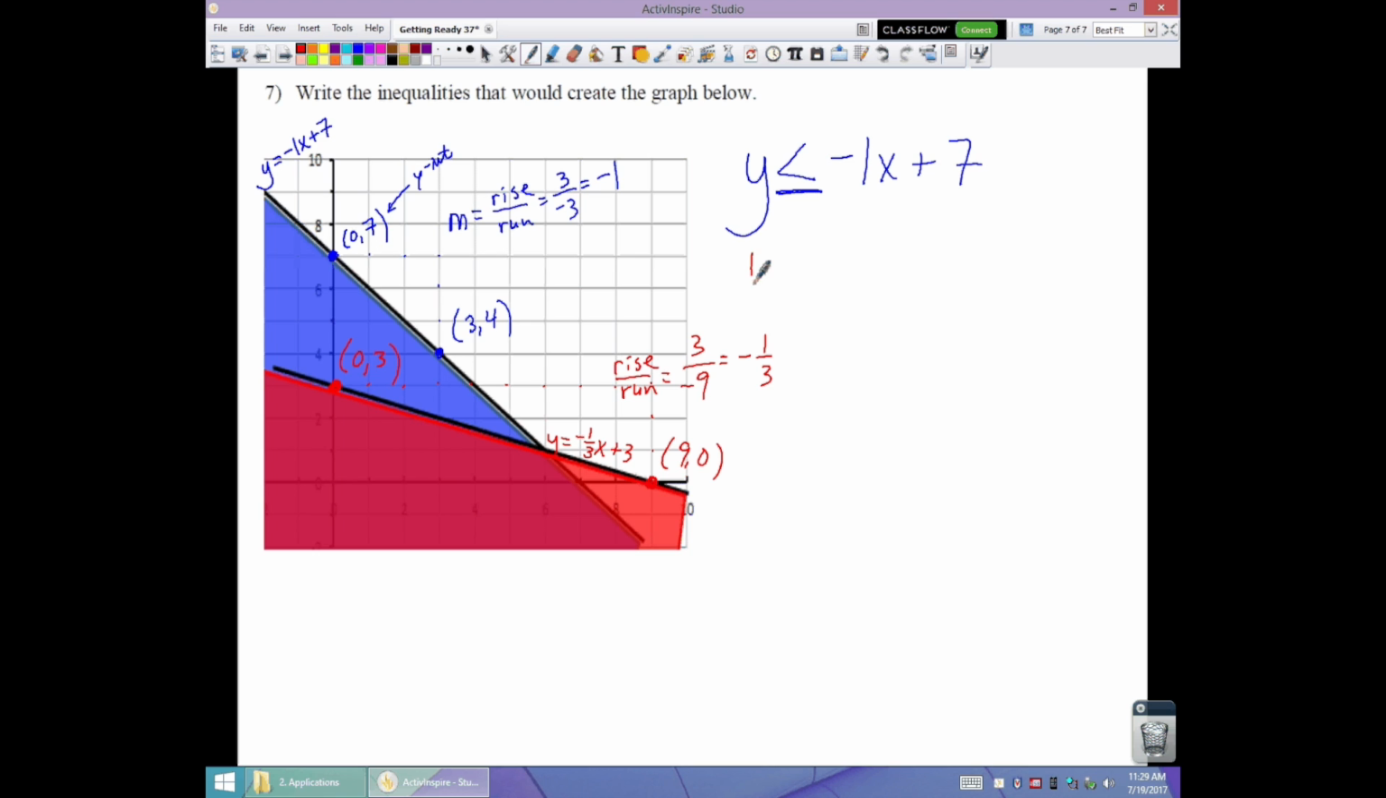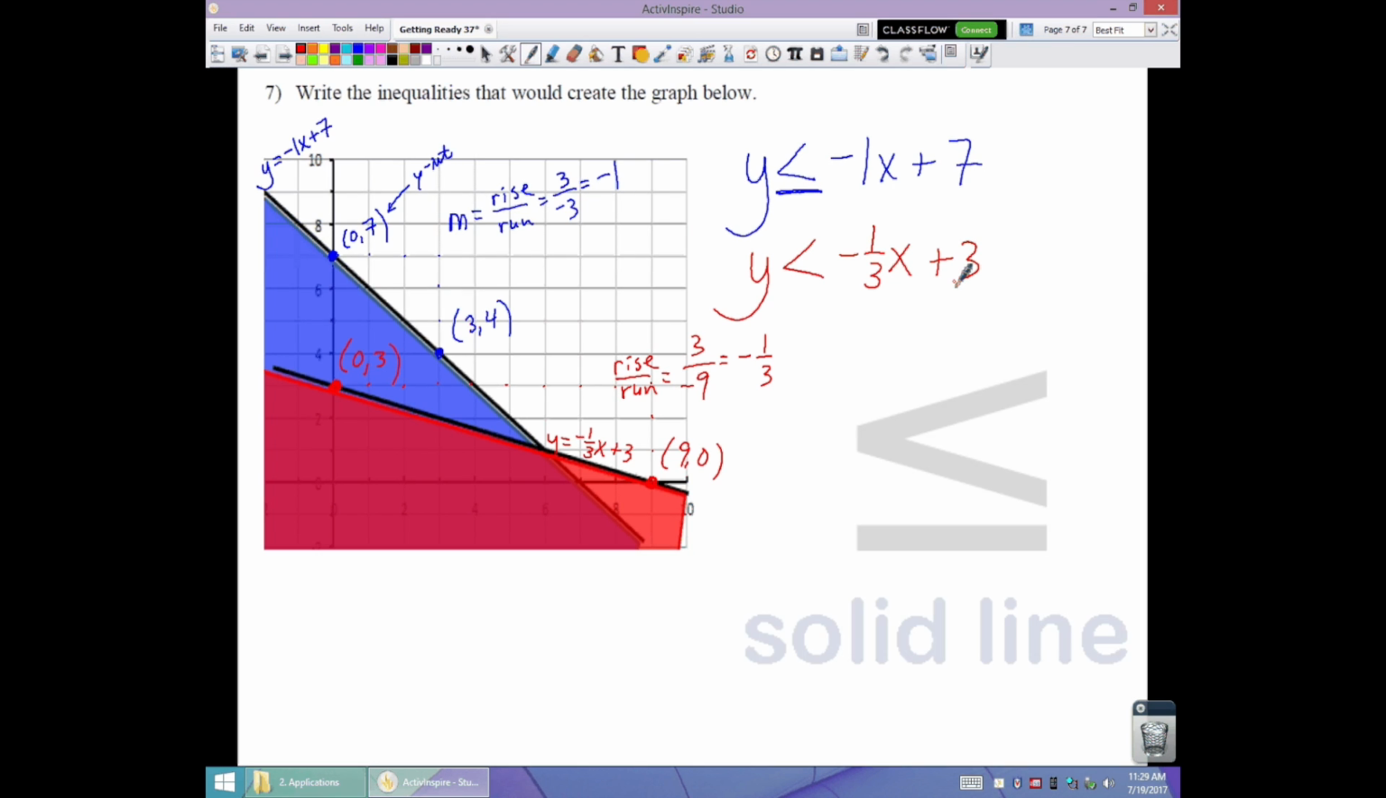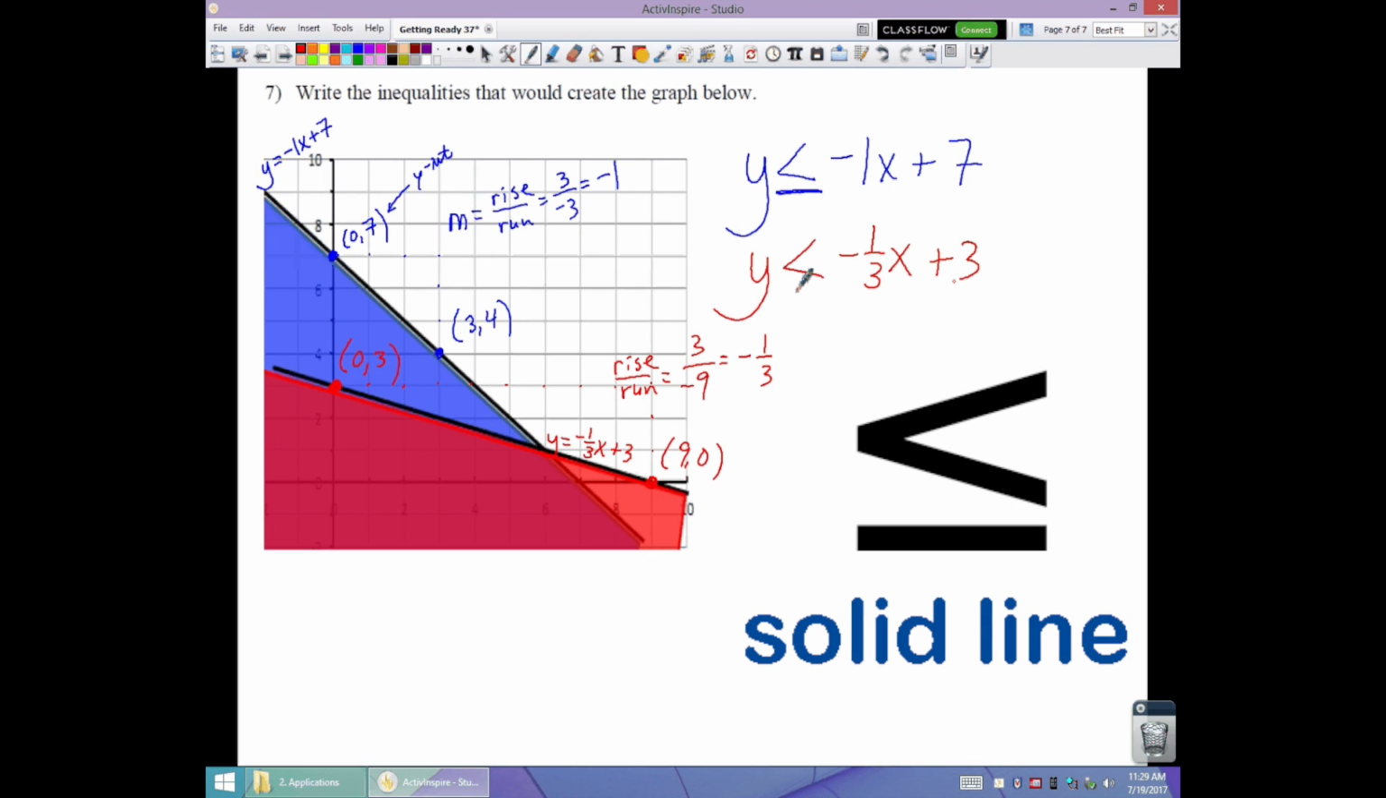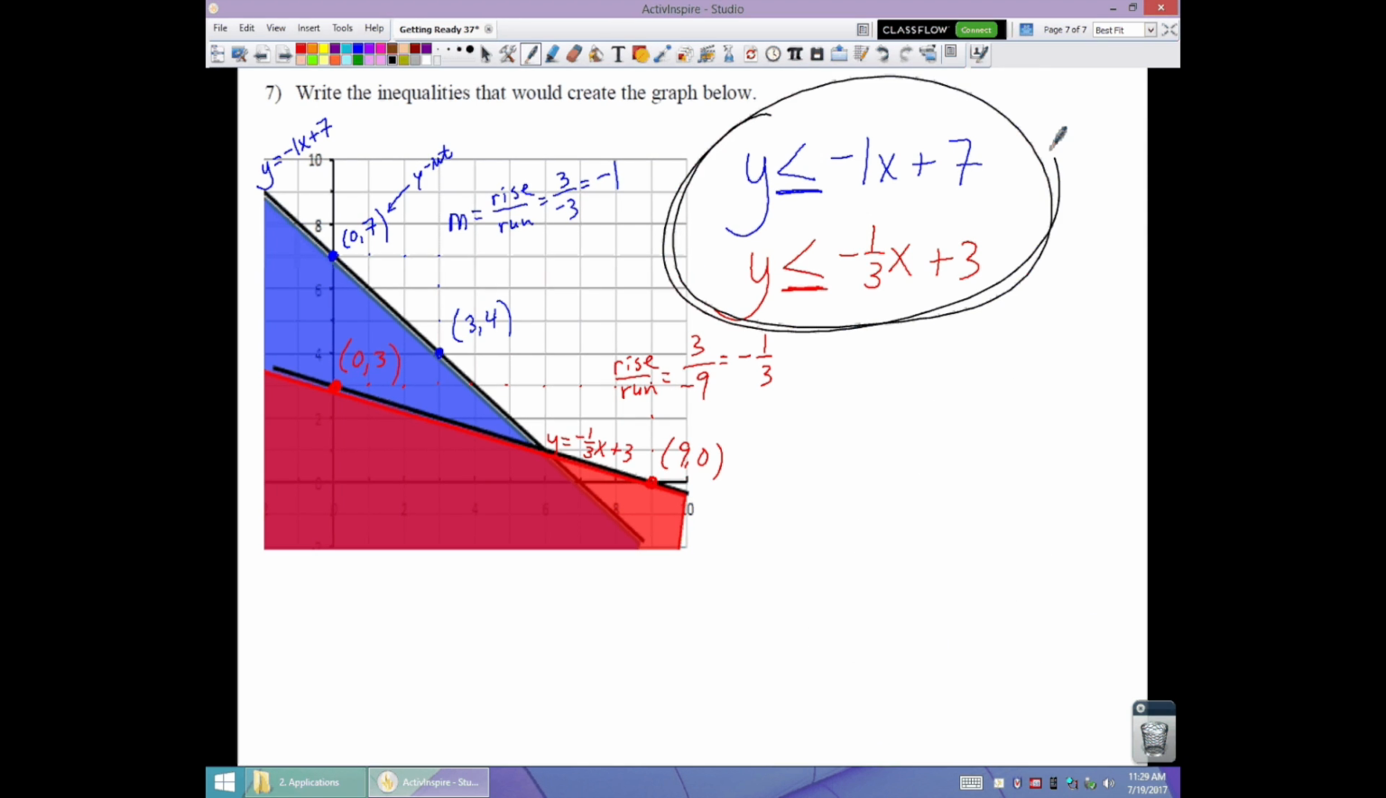To write it as an inequality here, the shading is underneath the line, so y is less than -1/3 x plus 3. And lastly, again, ask yourself, is the line solid or dashed? And it is solid, so we include or equal to. So this is our system of inequalities.